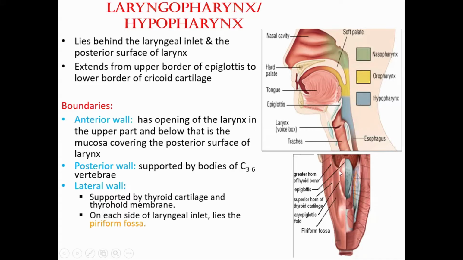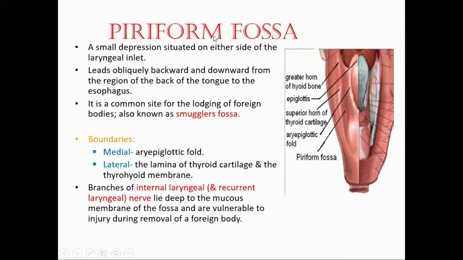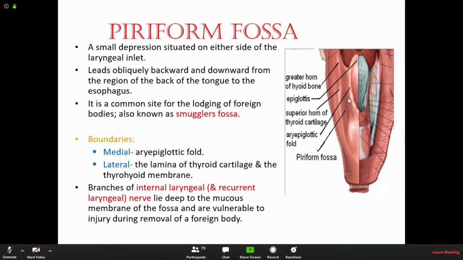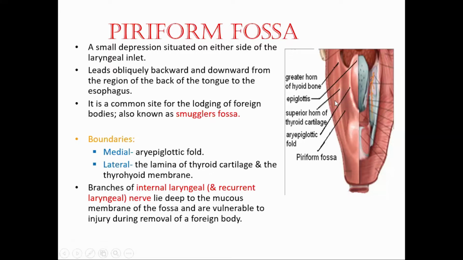On each side of the laryngeal inlet, there is a deep fossa, the pyriform fossa, or the smaller fossa. So the pyriform fossa is a small depression present on either side of the inlet of the larynx. So what is the boundary of this fossa? Medially is the aryepiglottic fold, containing the aryepiglottic muscle. Laterally is the lamina of the thyroid cartilage and the thyroid membrane.